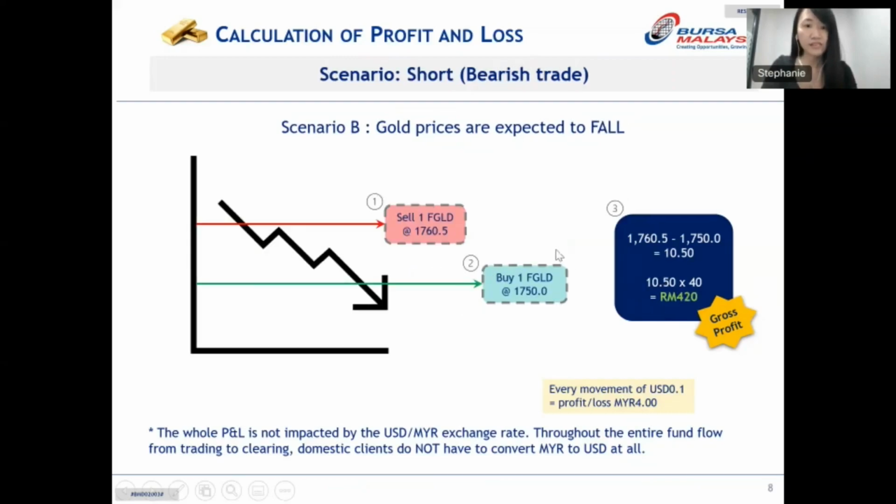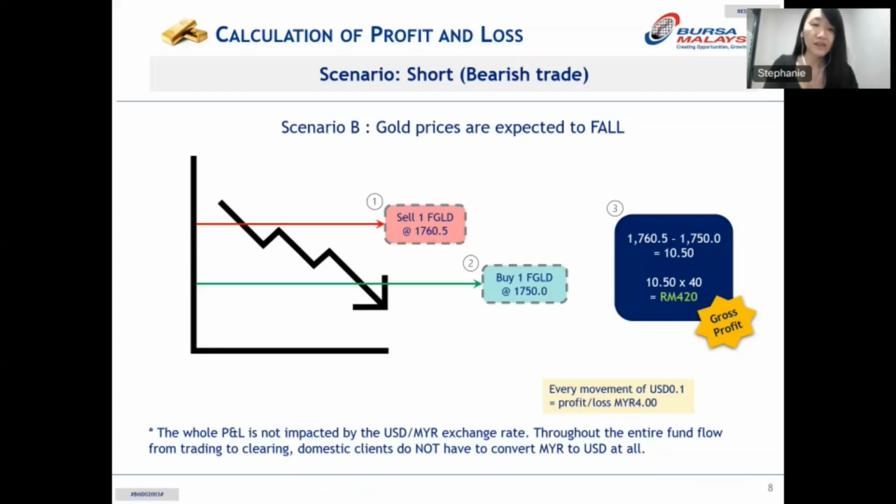Then the same calculation method will be applied on the bearish trade. So when the gold price is expected to fall, you short one lot at, let's say, 1760.5 and close your position at 1750. To calculate your profit, you take your selling price of 1760.5, minus 1750, times the multiplier of 40, which gives you a profit of 420.